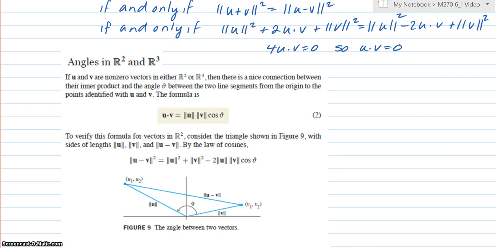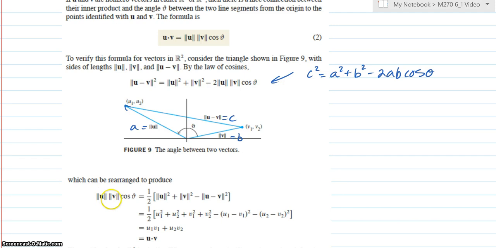But how they proved it is they looked at the magnitude of u minus v, which is, here's u, here's v, and by the law of cosines, if you remember from trigonometry, c squared equals a squared plus b squared minus 2ab cosine of theta. And this is our a, and this is our b, and this is our c. So you just have that there.